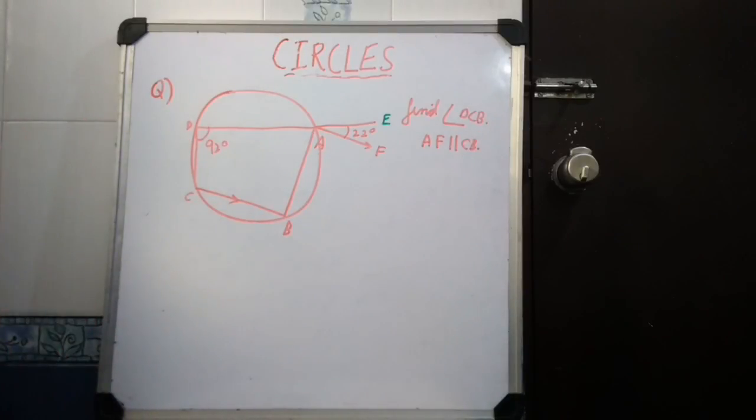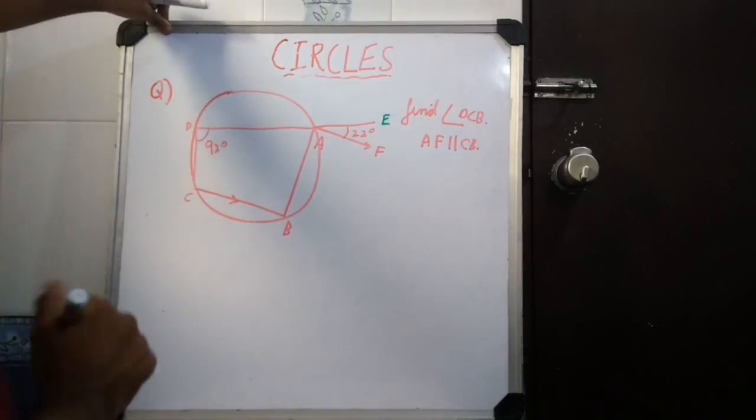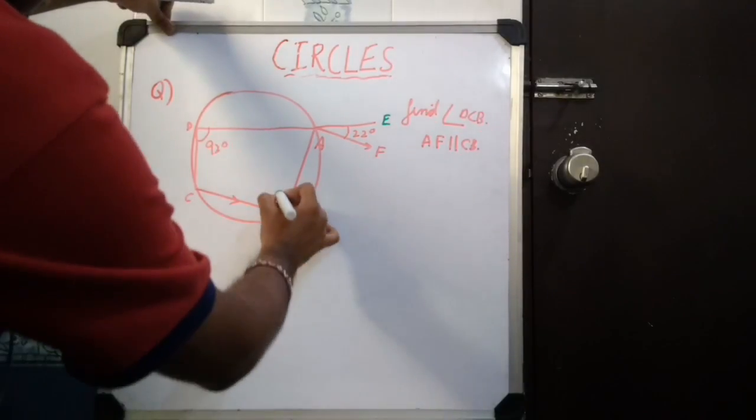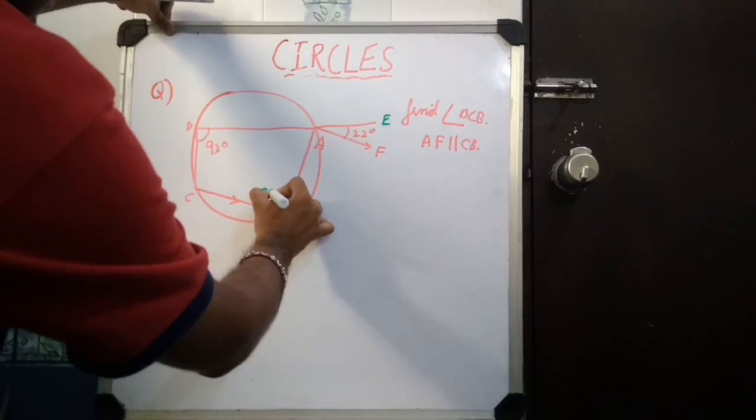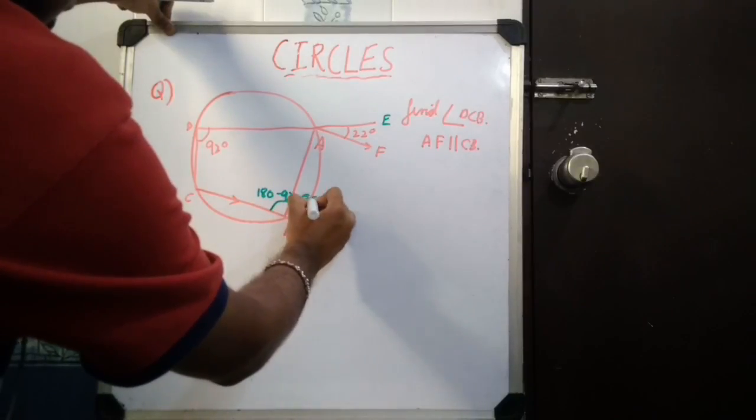DCB. Okay. Now, to do that, I'm going to do my first elementary step. If this is 92, obviously how much this will be? 180 minus 92, opposite angles of a cyclic quadrilateral. So that is going to be 88.